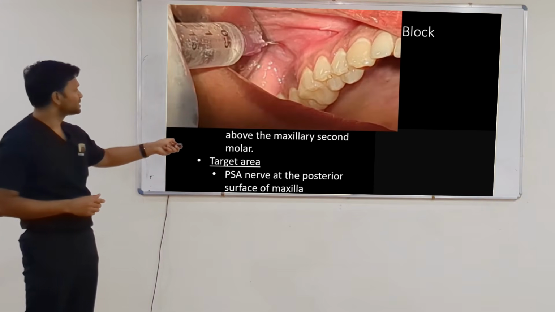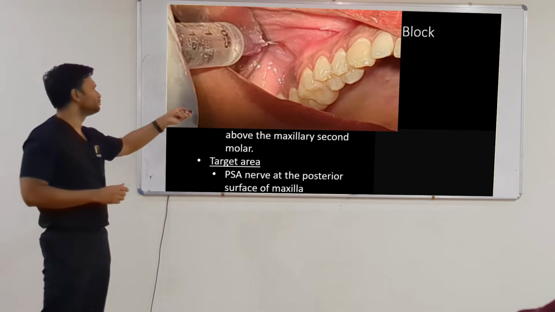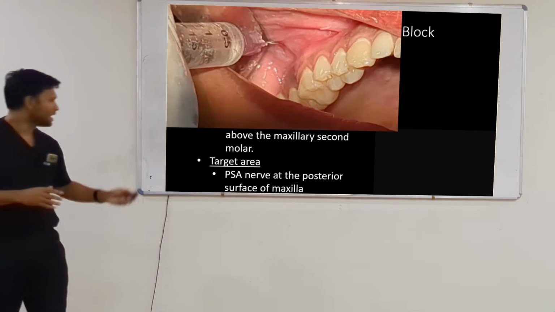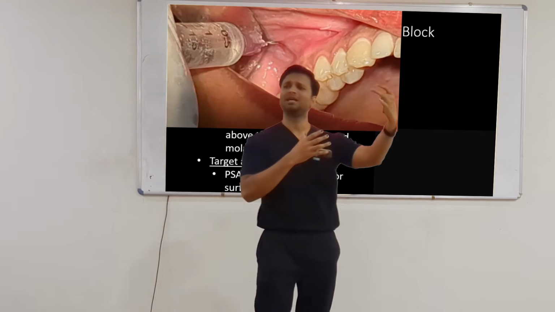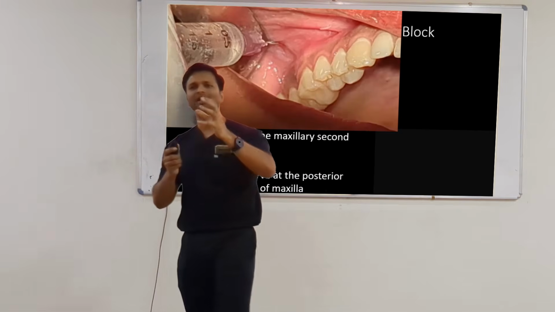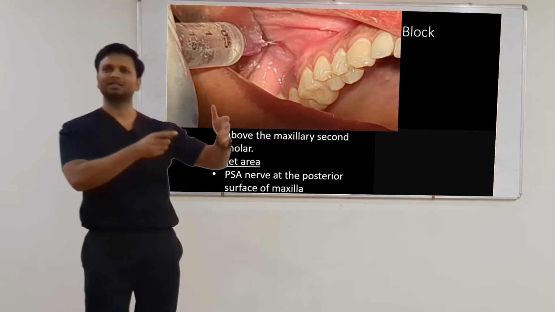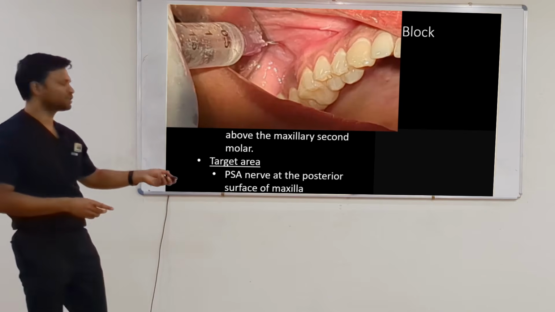So can you see this? This is the second molar. At the height of the second molar, at the height of the mucobuccal fold, I inserted the needle. This is the site of insertion. Okay. And what is the target area? Where do we want to deposit the LA solution? We want to deposit the LA solution at the PSA nerve before it enters the posterior wall of the maxilla. So the target area is the PSA nerve at the posterior surface of the maxilla.